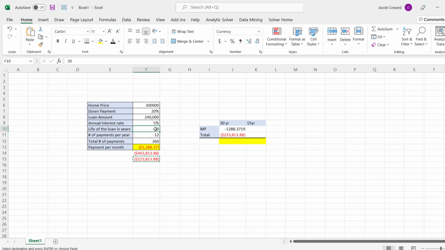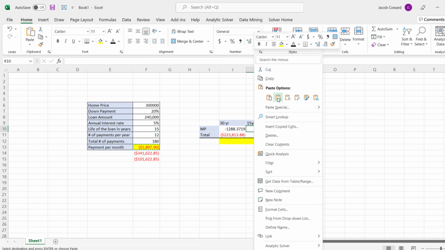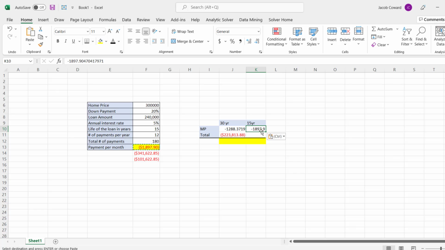So I'm going to go over here and I'm going to change 30 to 15. We're looking at a 15-year mortgage, and also rates tend to be a little better for the 15-year anyway. Just giving you a little heads up about that. But for our sake, we're going to keep it the same. Hit enter, and we see that, wow, that's a big difference. So the payment per month is $1,800. So it's about $600 more a month to do the 15-year over the 30-year.